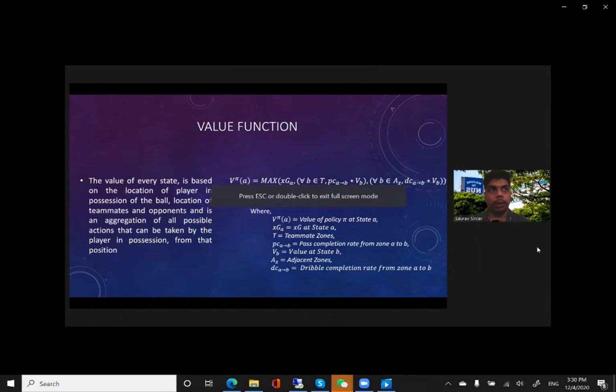In order to solve an MDP, firstly we require a function which relates a state with an action. The reason for this is so that we are able to figure out what the best action to take at any given state is. As we can see on the slide is the definition of the value function, which is basically evaluating the best action to take between a shot, which is represented by XG, a pass that is represented by PC, and a dribble that is represented by DC. This function is used in order to find the most optimal action A out of the 3 to take at that state, which has the maximum probability of ending up in a goal.